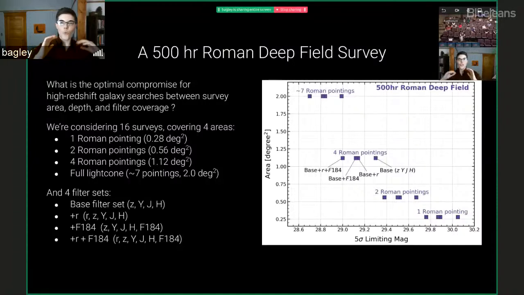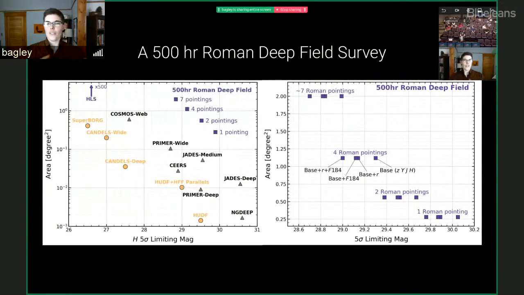So we're looking at, what would it take to do a Roman deep field survey? Let's assume that we have 500 hours to play with. And what is the optimal compromise for high redshift galaxy searches between survey area, depth, and filter coverage? So we've considered 16 surveys. We're covering 4 different areas, which is approximately 1 Roman pointing, 2 pointings, 4 pointings, and the full light cone, which is about 7 pointings. In each of those areas, we're looking at 4 filter sets: a base set that uses Z, Y, J, and H, a set that uses the R-band filter, a set that adds the F184, and a set that adds both.